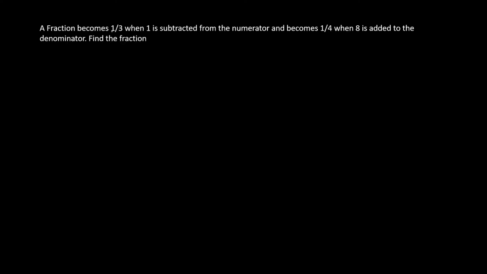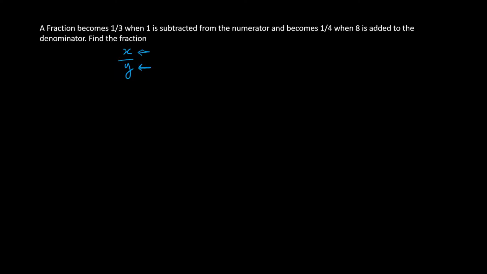A fraction becomes 1 by 3 when 1 is subtracted from the numerator and becomes 1 by 4 when 8 is added to the denominator. Also, let me tell you that these questions are taken from the NCERT textbook. And now let us start. Suppose the fraction is x by y, okay? x is called the numerator and y is called the denominator. So the numerator is on the top and the denominator is on the bottom.